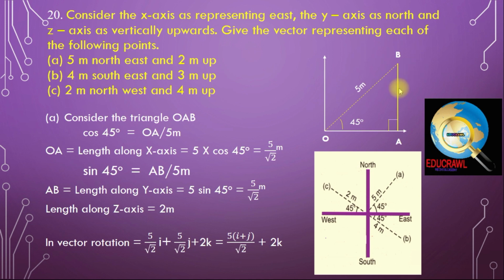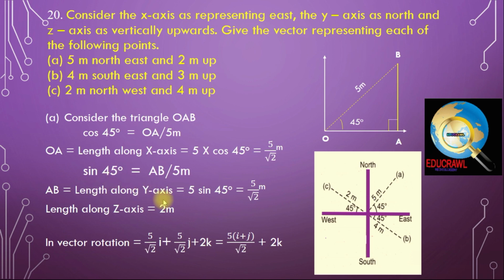So in this triangle OBA, if you find cos 45, it will be OA. Cos is adjacent by hypotenuse. So adjacent is OA. Hypotenuse value is given as 5 meter. So cos 45 is OA by 5. From this OA is nothing but the length along x-axis, which is equal to cos 45 into 5. Cos 45 we know the answer as 1 by root 2. So 5 into 1 by root 2 will give you the length of x-axis.